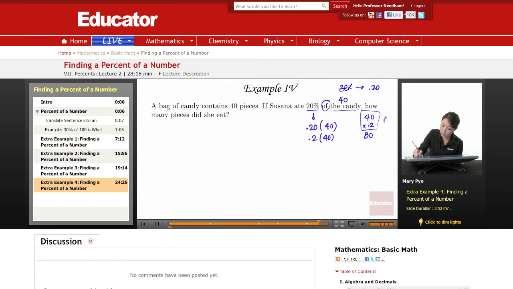I only have one number behind a decimal point. Start here, you're going to go in one space. So 0.2 times 40 is going to be 8.